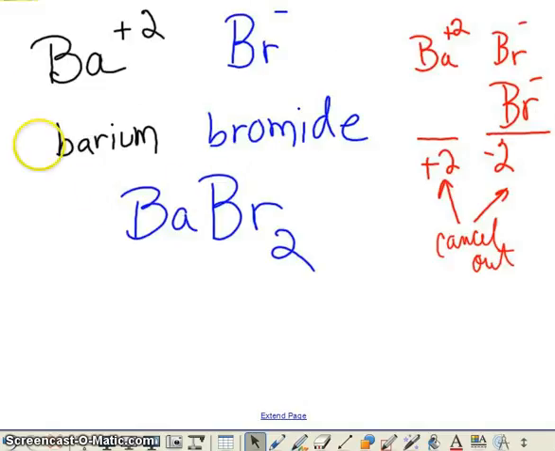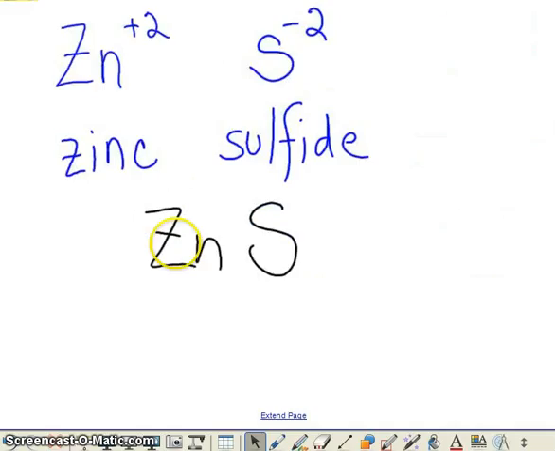Another example again, barium bromide, +2, -1. Barium bromide, the name, the barium ion, the bromide ion. We put those two names together to name the compound, and then we have to use 2 bromide ions to balance out the barium charge to get the formula of barium bromide. Again, another example. Notice that these charges are the same. We only need one of each, zinc sulfide.